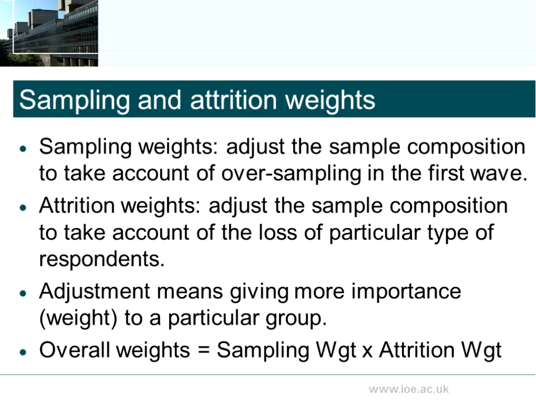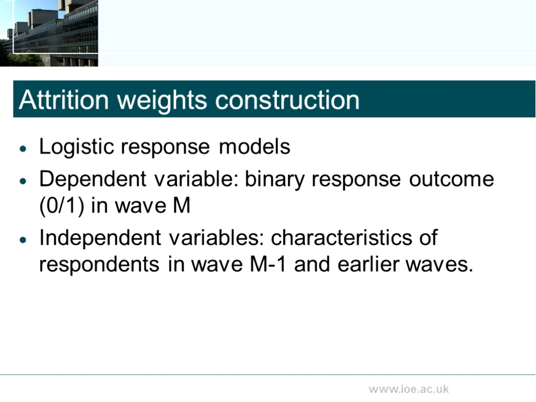So we have two types of weights. We have the sampling weights. These adjust the sample composition to take account of the oversampling in the first wave. And we have the attrition weights, and these adjust the sample composition to take account of the loss of particular types of respondents over time. And by adjustment, I mean giving more weight to a particular group of respondents. So imagine if we are losing socially disadvantaged respondents, we will give more weight to this group of individuals. The overall weights provided in MCS are equal to the sampling weight multiplied by the attrition weight.